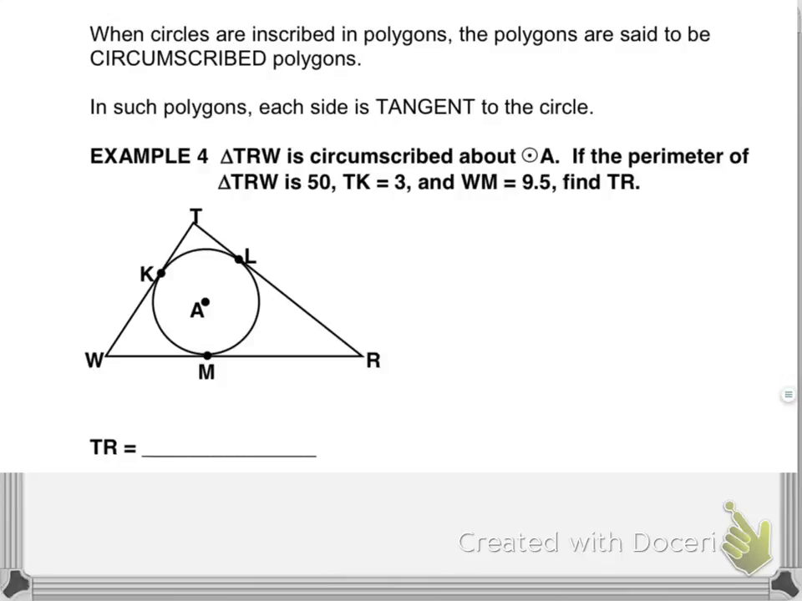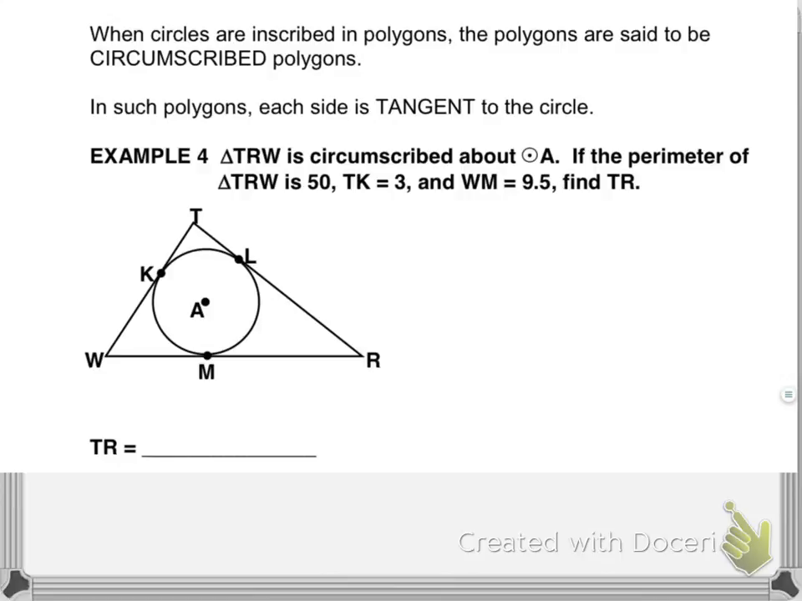And so in these kinds of examples, diagrams, each side of the polygon is said to be tangent to the circle. So let's look at example 4.